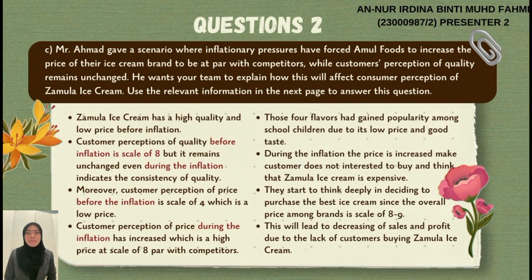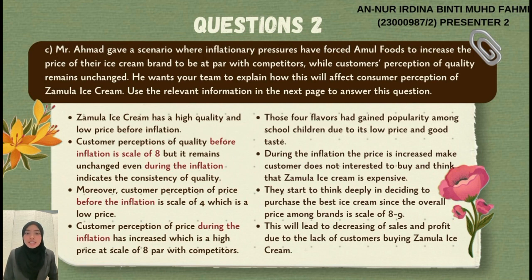Based on the perceptual map, Zamula ice cream has high quality and low price before inflation. Customer perception of quality before inflation is a scale of 8, which is a high perception, and it remains unchanged during the inflation, which is 8, indicating the consistency of quality. Moreover, customer perception of price before the inflation is 4, which is a low price, but the inflationary pressures have increased the price of Zamula ice cream, which made the customer perception of price increase to a scale of 8, which is a high price on par with competitors.